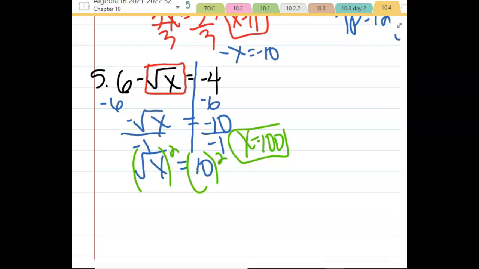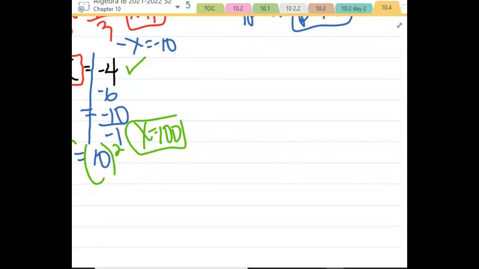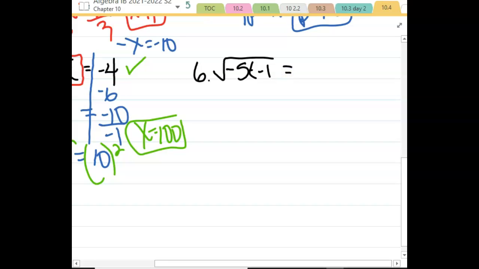If I plug this in for x, the square root of 100 is 10. 6 minus 10 gives me negative 4. Okay, last one. Number 6. The square root of negative 5t minus 1 equals 7.